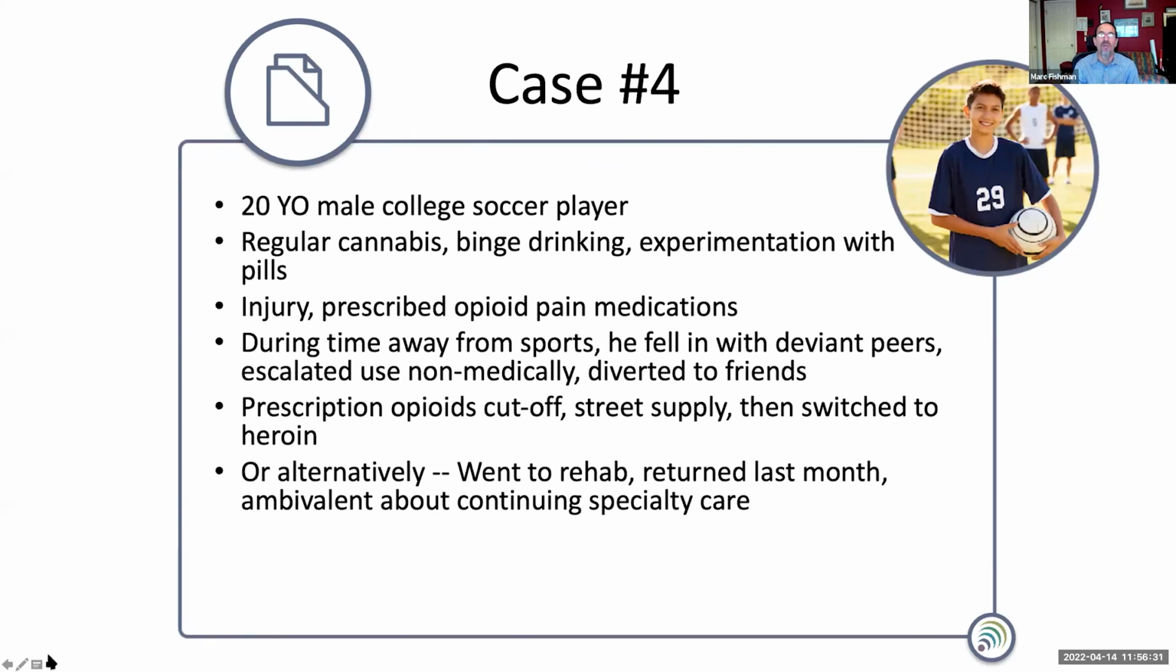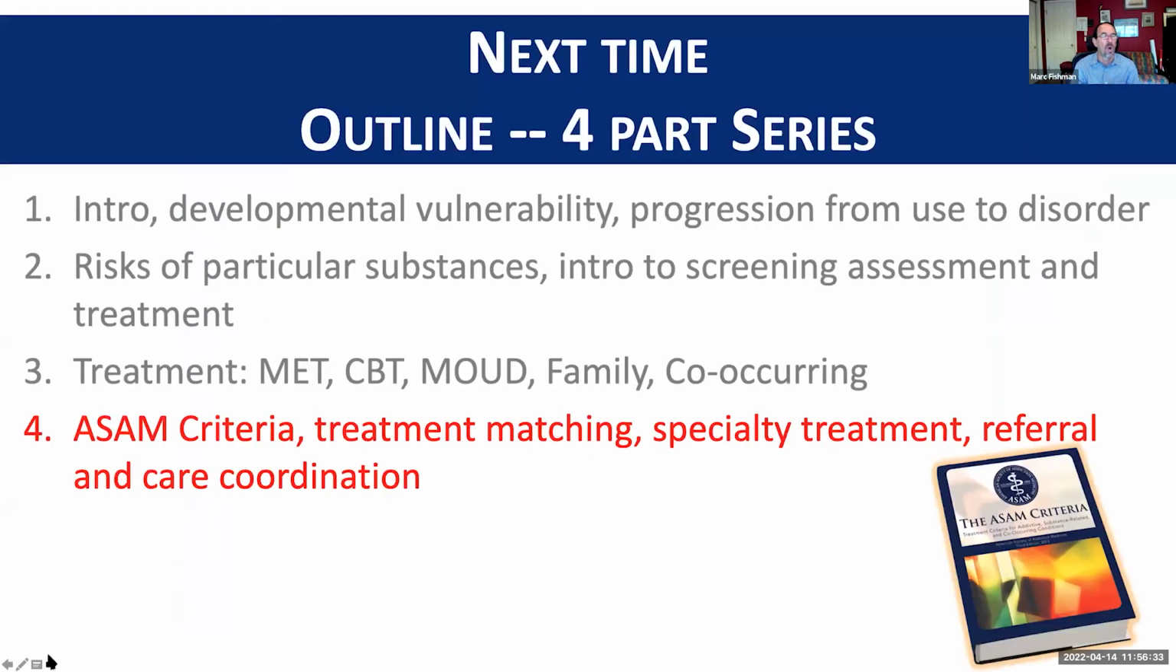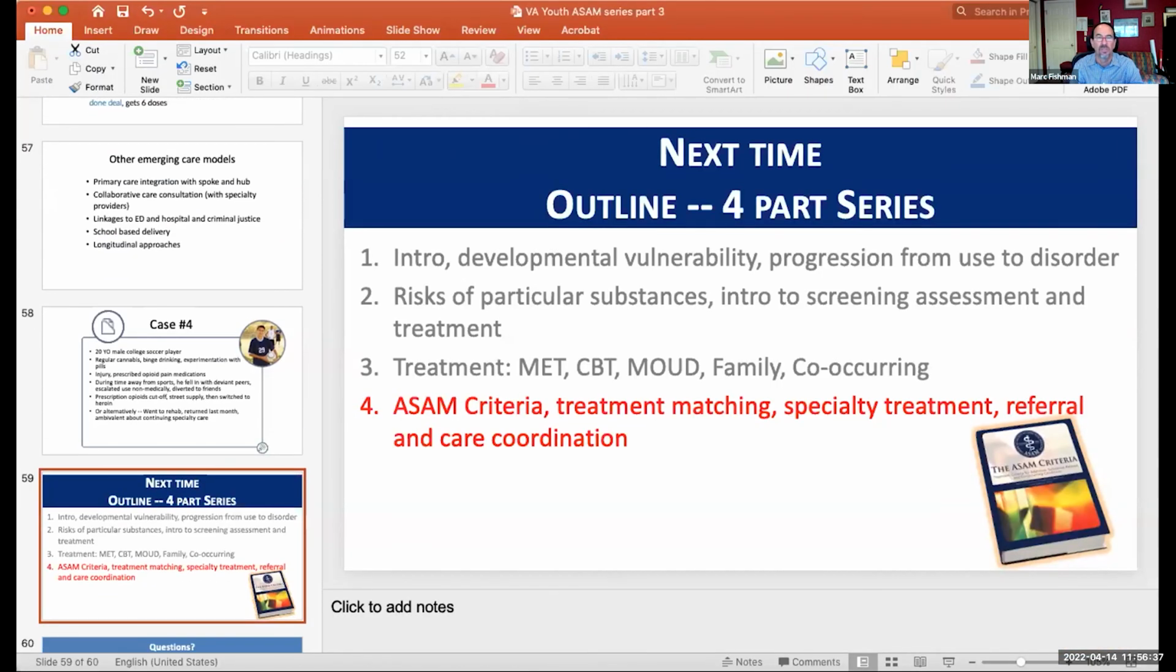And rather than talk about the case, why don't we take some questions in our last remaining minutes? Let me go to the chat. Here it is. What are your thoughts on multisystemic therapy and functional family therapy for treating co-occurring disorders?